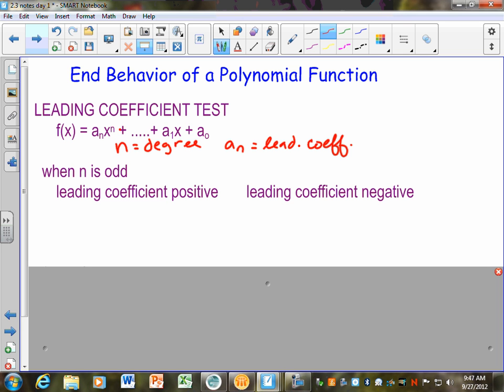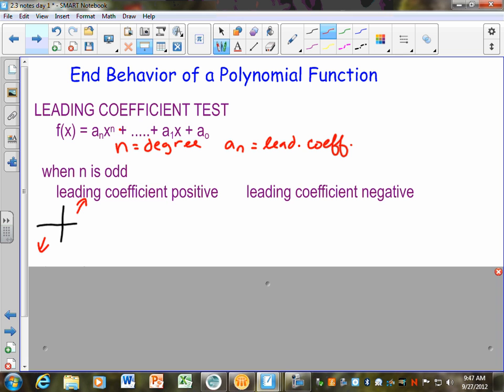So if the leading coefficient is positive, I'm going to draw a little picture here, and then I'm going to actually write it out the way that you should write it out when it asks you on your homework. But if I have a little graph here, if the leading coefficient is positive, the right side of the graph arrow will go up, and the left side of the graph arrow will go down.